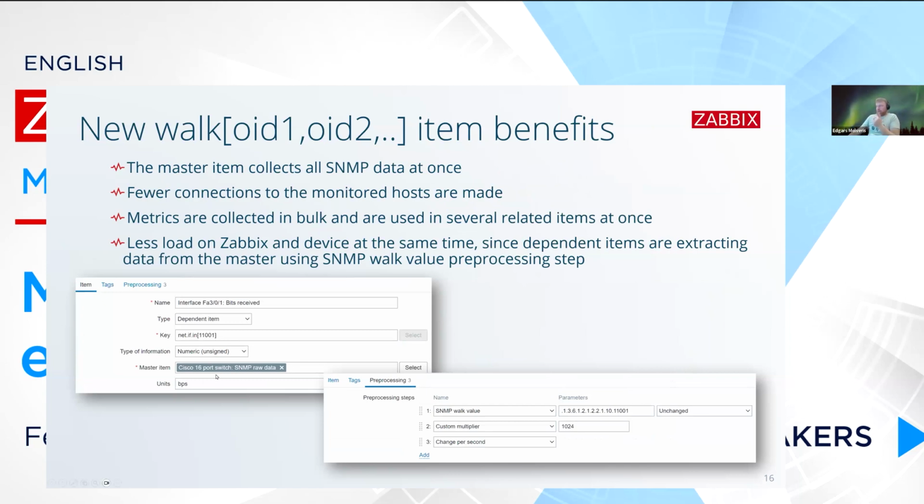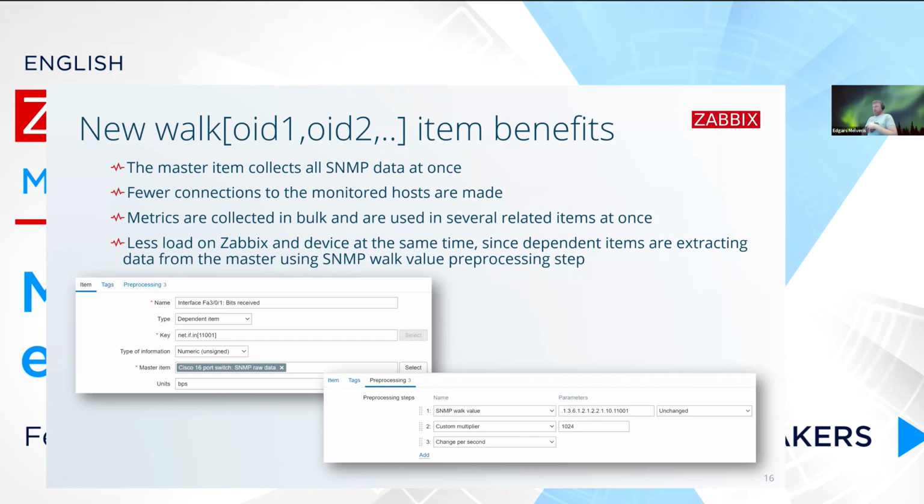So that one item getting all of it is defined as the master item. Some item key, doesn't matter. This is a dependent item. It doesn't care. And the important part, pre-processing. Then this new SNMP walk value pre-processing step, where we define the OID we are looking for. Okay, and that extracts the value we want. Add any other pre-processing steps if this metric requires, etc.